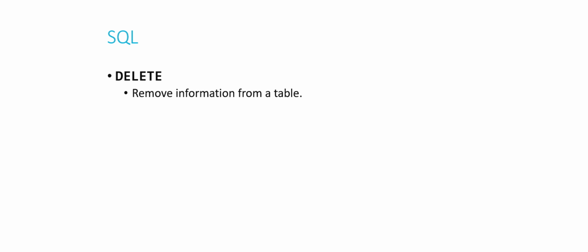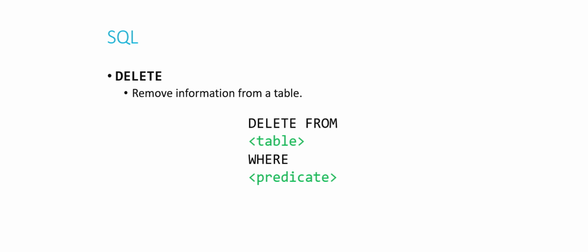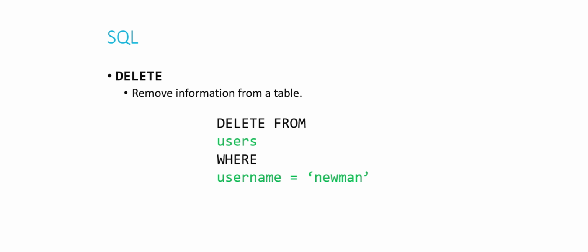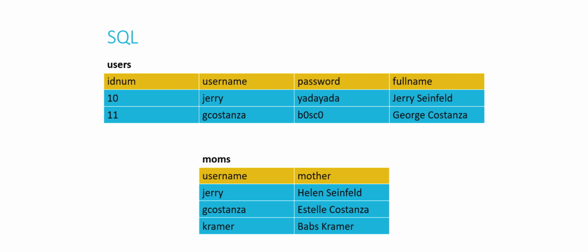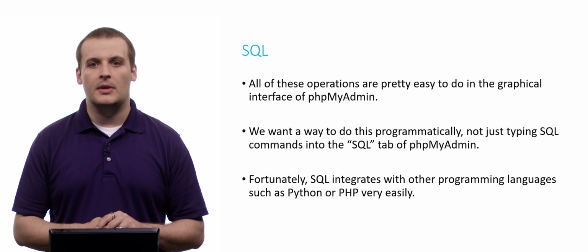The fourth and final operation that we do in SQL most commonly is DELETE, which strikes or completely removes information from a table. The basic framework looks something like this: DELETE FROM some table WHERE predicate, or again, where some condition is satisfied. For example, we might want to delete from our users table where the username equals Newman. If we did that, you can probably guess what's going to happen. After that query executes, the row whose username is Newman is no longer in our table.